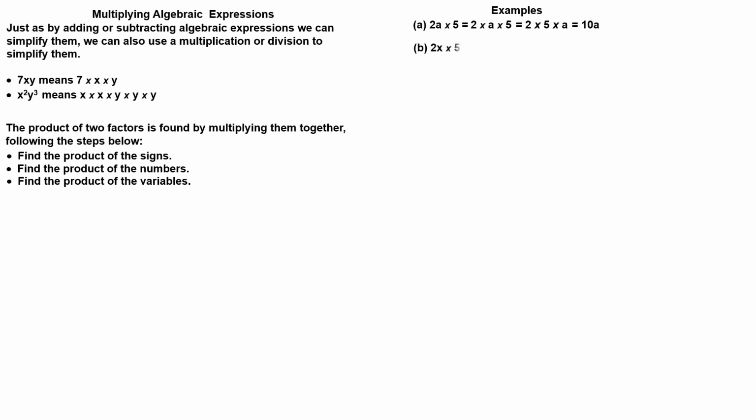2x times 5x. Insert the missing times signs. Multiply the numbers first, then the variables and add like powers. Write in simplest form.